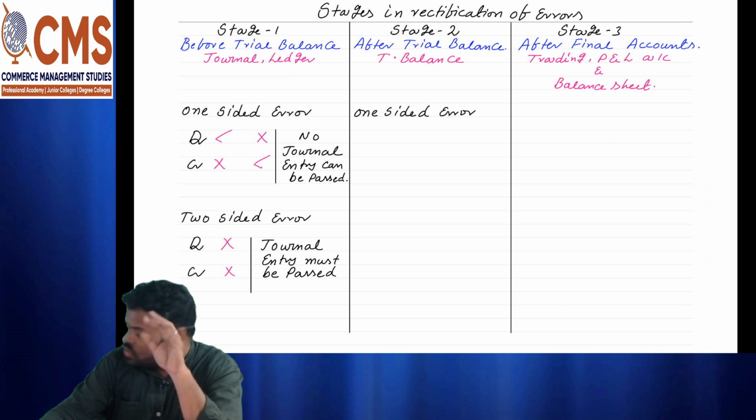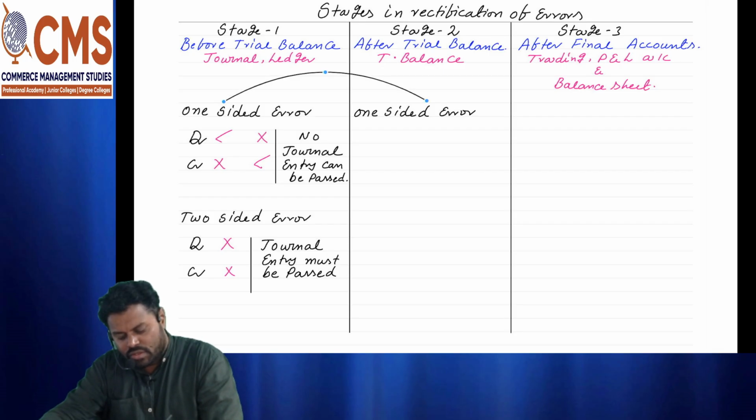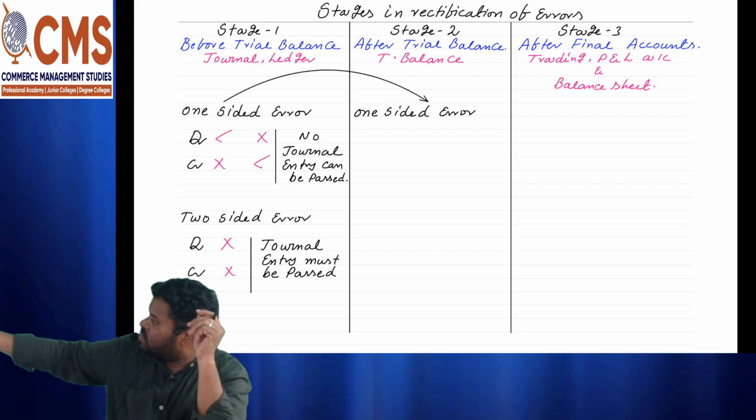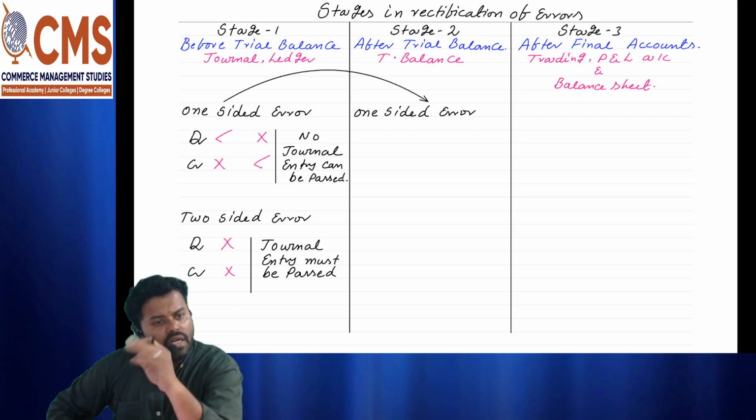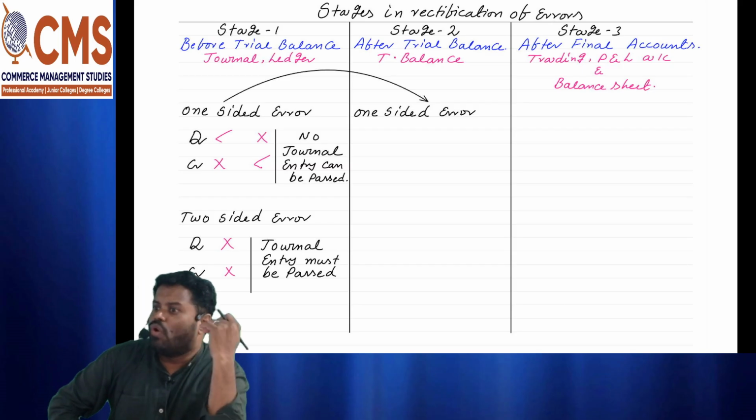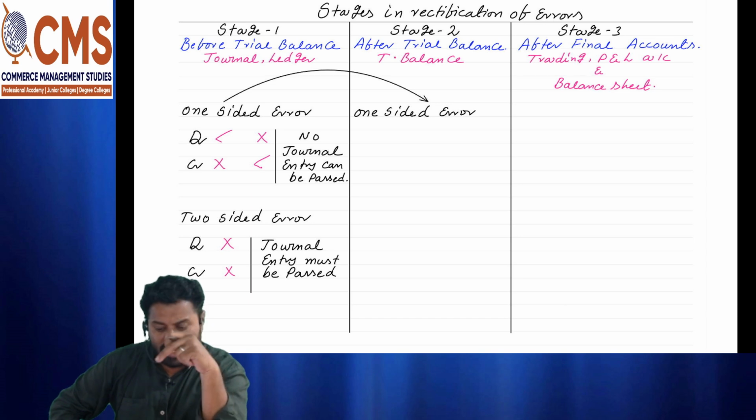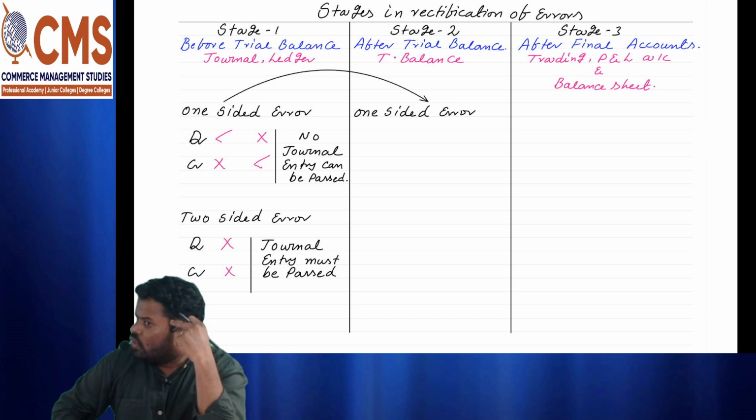Okay. Next, imagine the same one-sided error is identified in the second stage, that is, you never had a clue that there is an error in your accounts, and this one-sided error gets into your second stage, that is, journal entry is over, posting is over, balancing is over, and you got into what we call your trial balance. You prepared a trial balance. Obviously, when it is a one-sided error, will your trial balance agree?